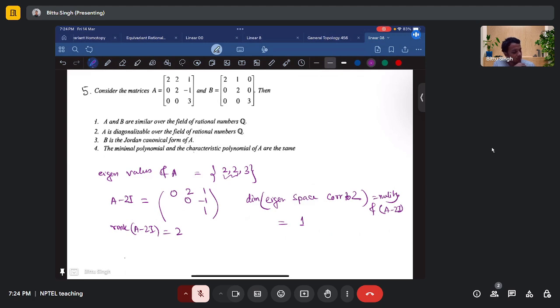So from here it is clear that the geometric multiplicity of 2 is 1, because of the dimension of this eigenspace. This is strictly less than the algebraic multiplicity of 2, which is 2. It appears twice, right? Geometric multiplicity less than algebraic multiplicity means it cannot be diagonalizable. So this is wrong.